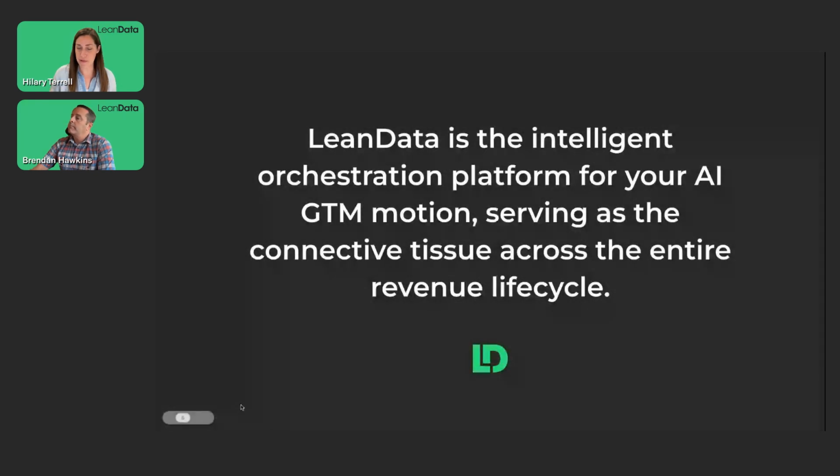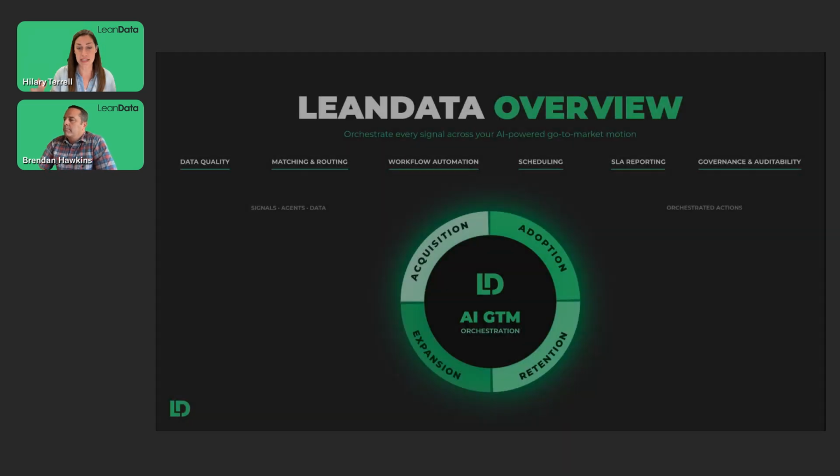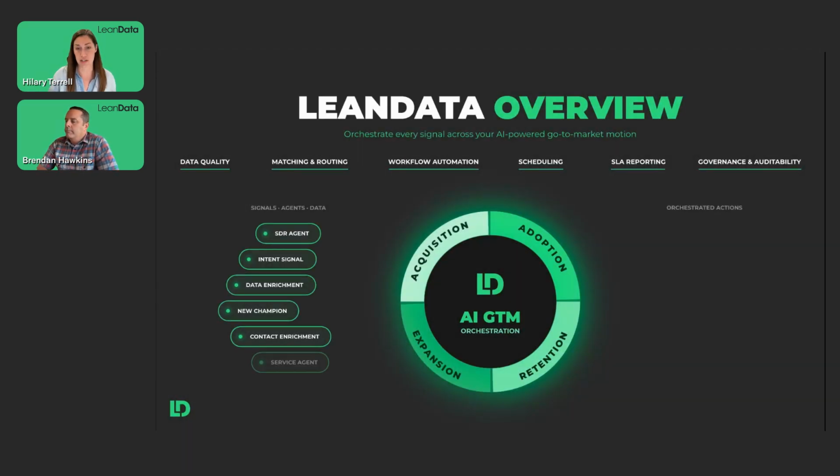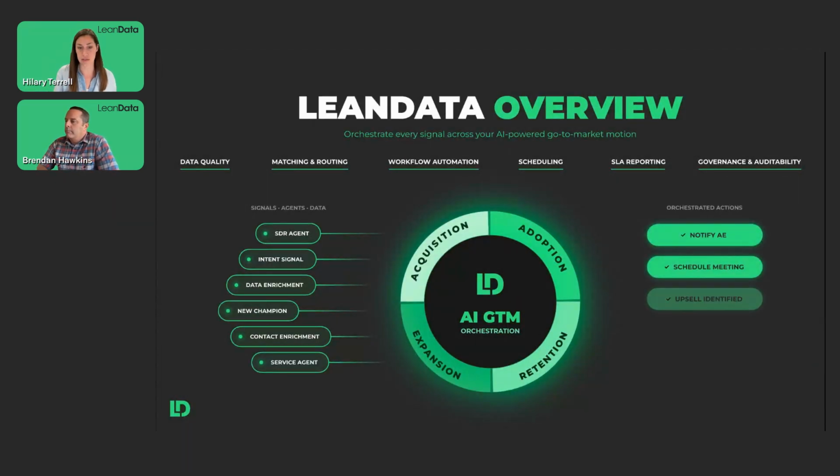All right, we probably have a mix of folks on this webinar today, people who are existing LeanData customers and want to learn more about this use case, or maybe folks who are newer to LeanData, so bear with me, just to give a sense of who LeanData is and how customers are using us. We call ourselves the intelligent orchestration platform, really tailored for your AI go-to-market motion. And we serve as the connective tissue across every stage of your revenue lifecycle. So if you see that circle in the center, we are there from the lead acquisition stage to the post-sales stages of adoption, retention, and expansion.